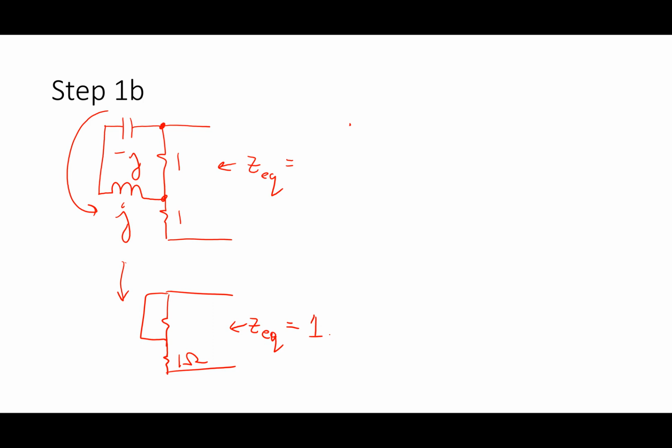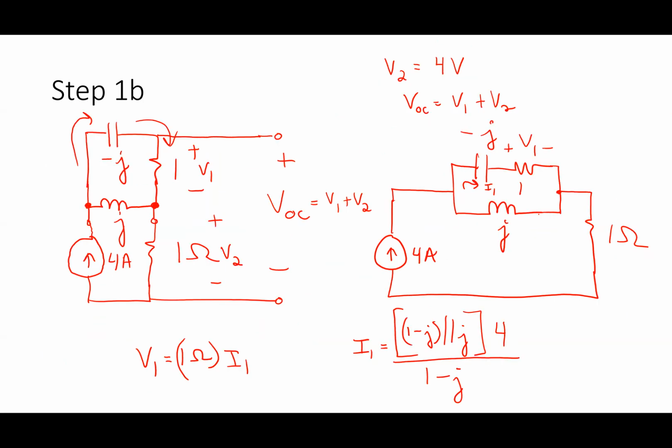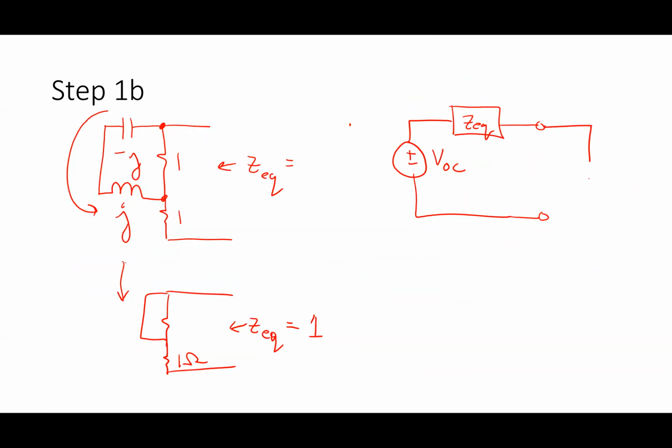So basically, what I did was simplify this whole thing down into this VOC and this ZEQ. So I made that circuit. Now I was going to slap this 1 ohm back on there to figure out the current in that network. So I do that, and I want to find this current, which is I short circuit 4 amps.